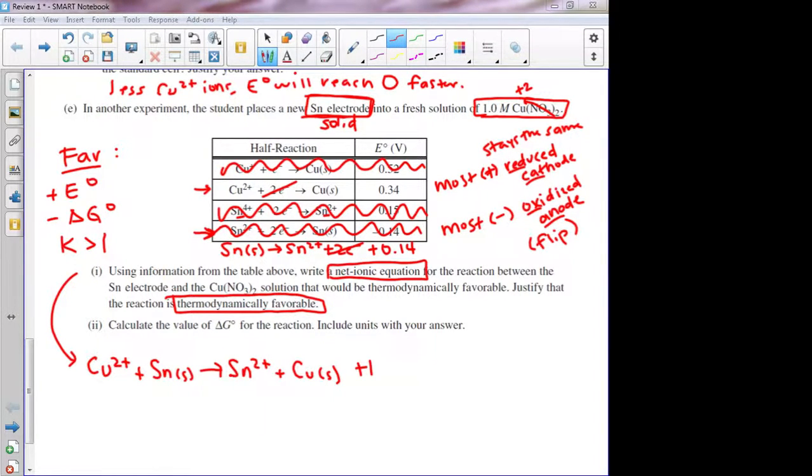So, how do I find my E naught value? I add them both together. You add the reduction plus the oxidation. So I have 0.34 plus 0.14 is equal to 0.48 volts. Since my E naught is positive, I know this reaction is what? Thermodynamically favorable.